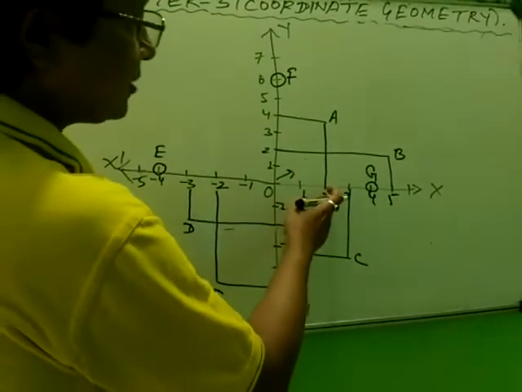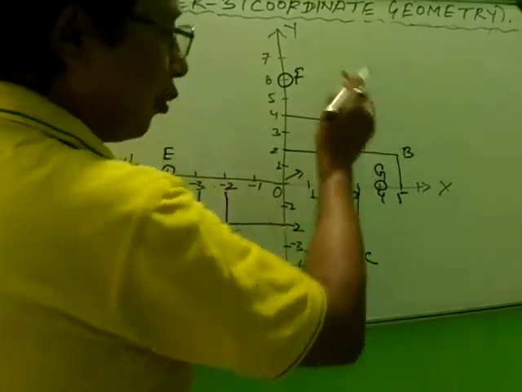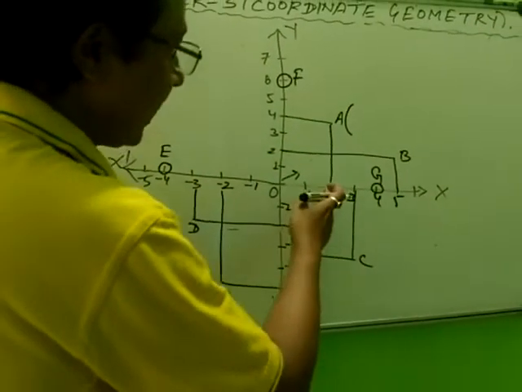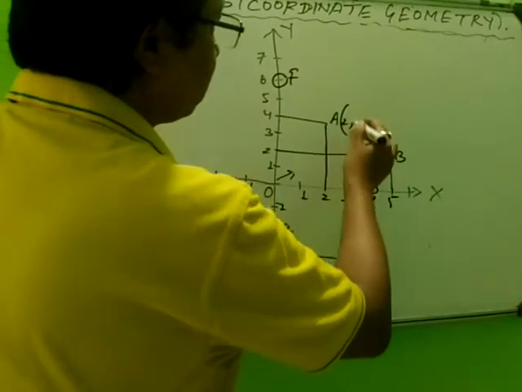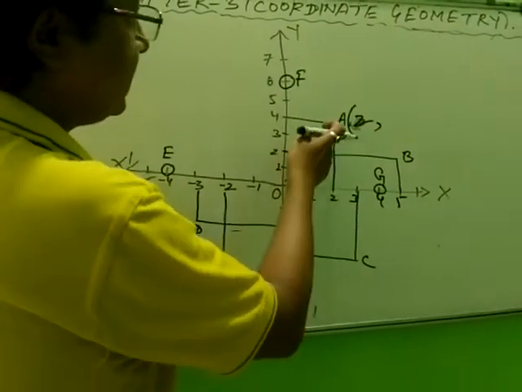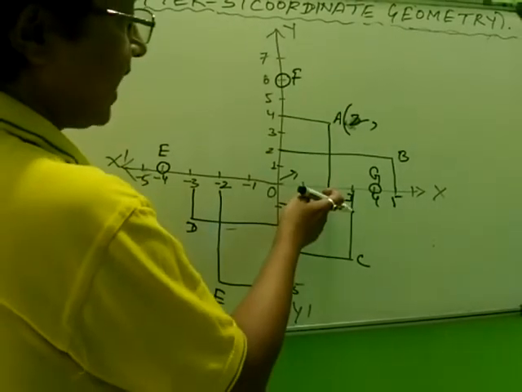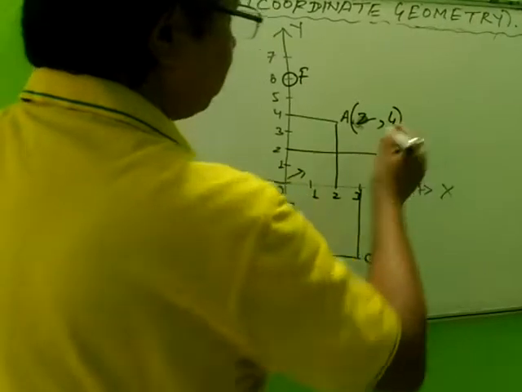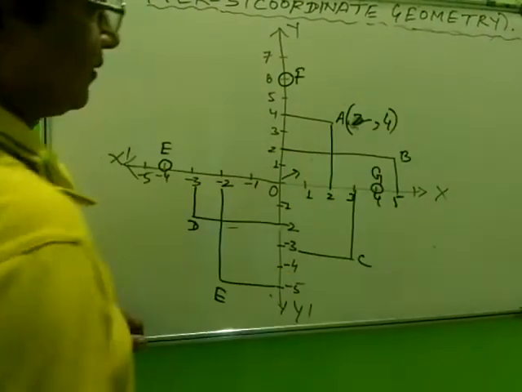So here, x will be 2. The first coordinate is always x. This is the x-axis, y-axis. So x is 2, y is 4. So it is plus and plus, first quadrant.